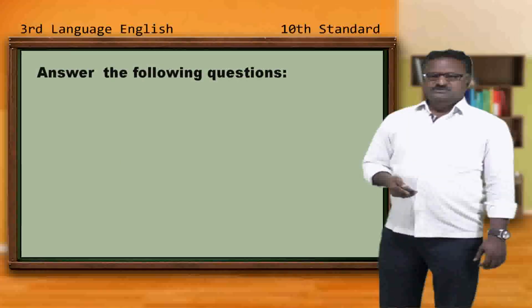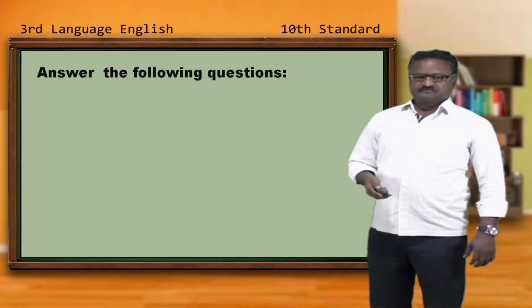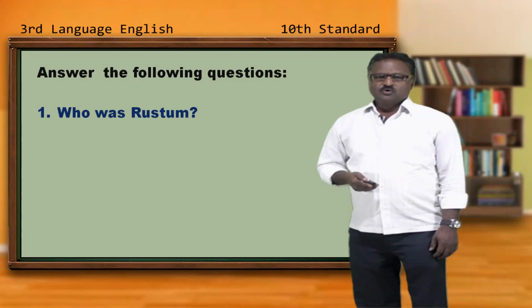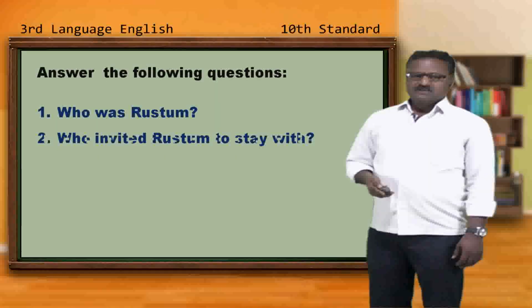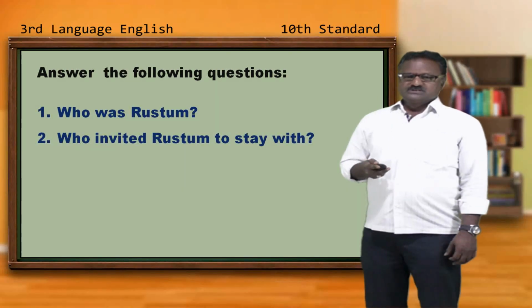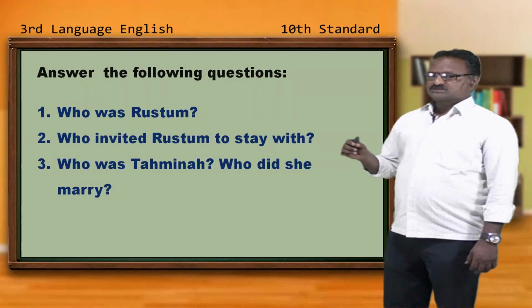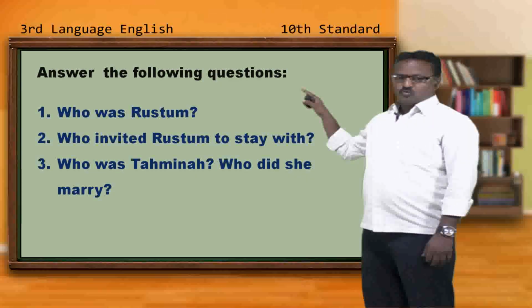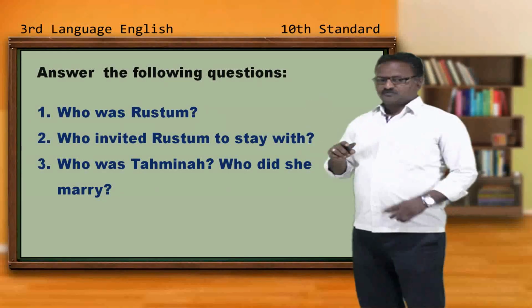Now we shall go to some more simple questions based on the comprehension of the lesson. The first one, who was Rustum? Simple questions, just to recall the explanation. The second one, who invited Rustum to stay with? The third one, who was Tahamina? Who did she marry? So these are for comprehension.